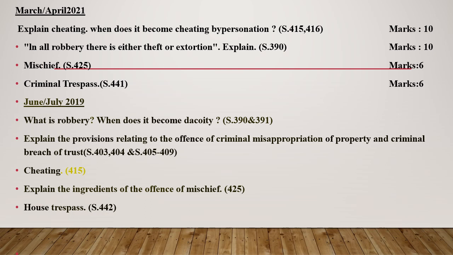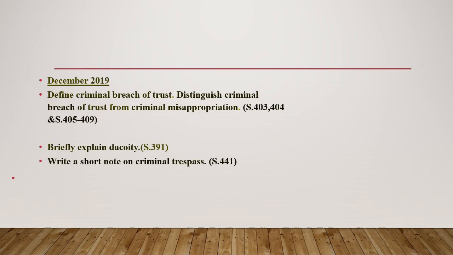Explain. Mischief. Criminal trespass. What is robbery? When does it become dacoity? Explain the provisions relating to the offence of criminal misappropriation of property and criminal breach of trust. Cheating. Explain the ingredients of the offence of mischief. House trespass. Define criminal breach of trust. Distinguish criminal breach of trust from criminal misappropriation. Briefly explain dacoity. Write a short note on criminal trespass.